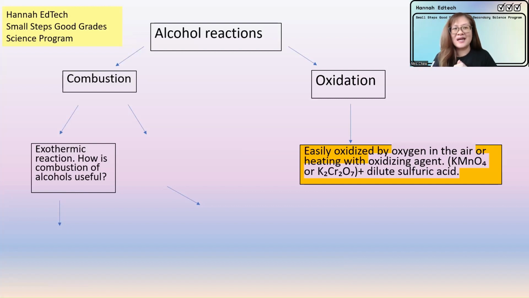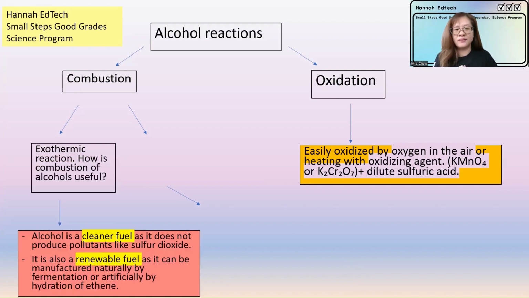For combustion, it is exothermic, just like any other combustion. And how is combustion of alcohols useful? Alcohol is a cleaner fuel, as it does not produce pollutants like sulfur dioxide. Now, what will produce sulfur dioxide? When we burn our fossil fuel. It is also a renewable fuel, as it can be manufactured naturally by just fermenting grapes, and we can also make ethanol artificially by the hydration of ethene. All right.